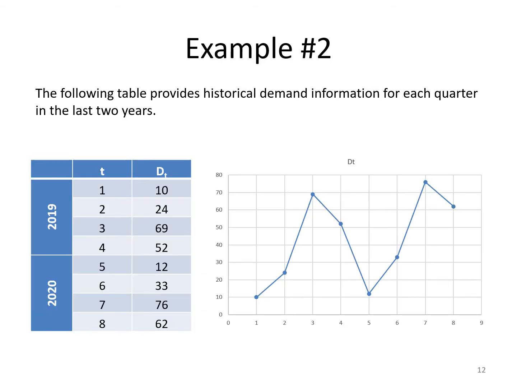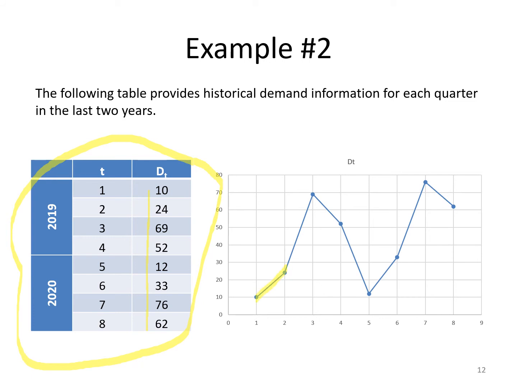This will be demonstrated through a very simple example in which the demand information is given for the previous 2 years in this table. And each year is divided into 4 quarters, and of course the demand values are given for each quarter in each year. As usual, we will also always be interested in plotting the demand information with respect to time to see how it changes over time.